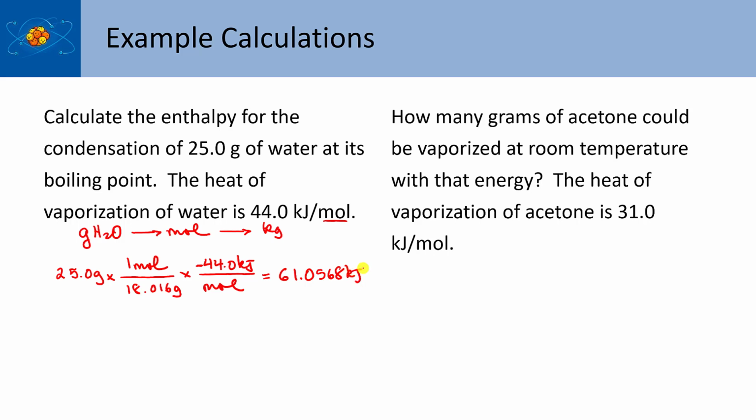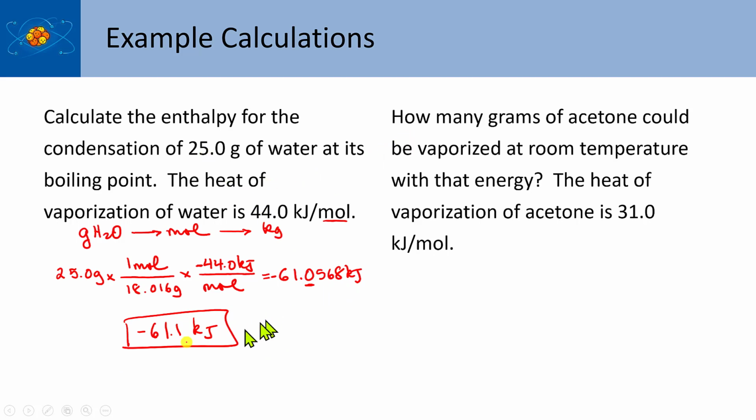We'll go back and check our sig figs, right? We only have 3, so we're rounded off to here. So the answer for this one, negative sign, is negative 61.1 kilojoules is the enthalpy for the condensation of the water vapor to liquid, okay? Now, this is exothermic, right? Negative energy, right, implies that this process is exothermic.